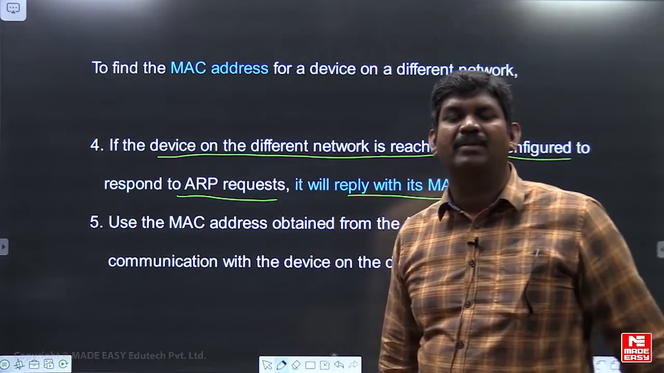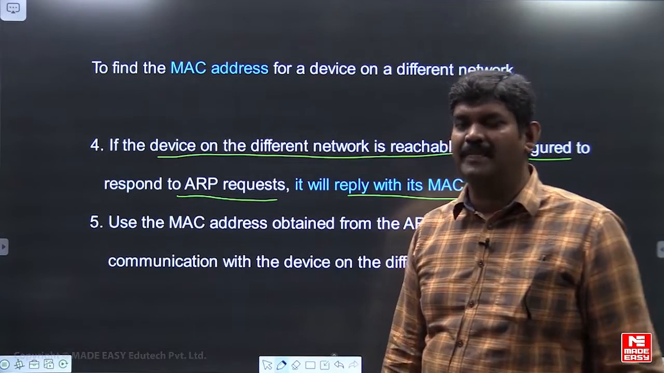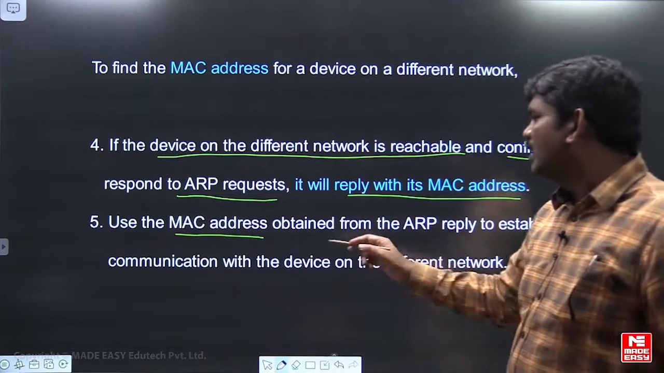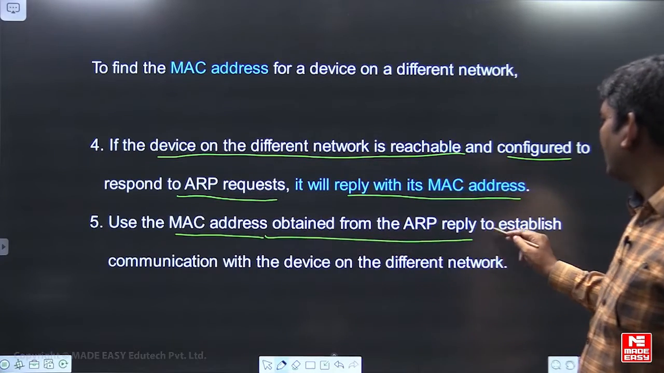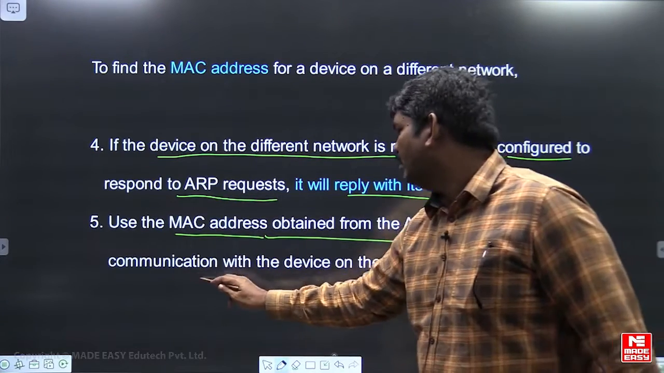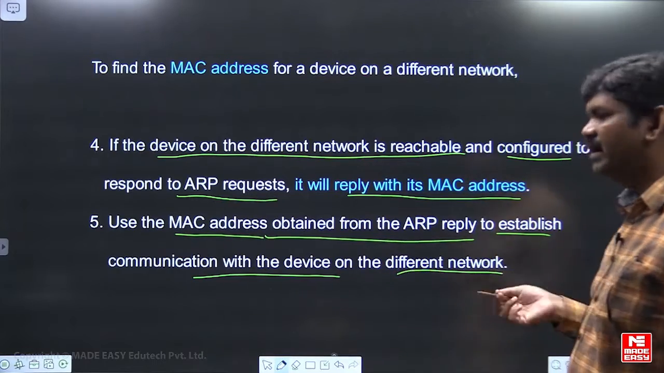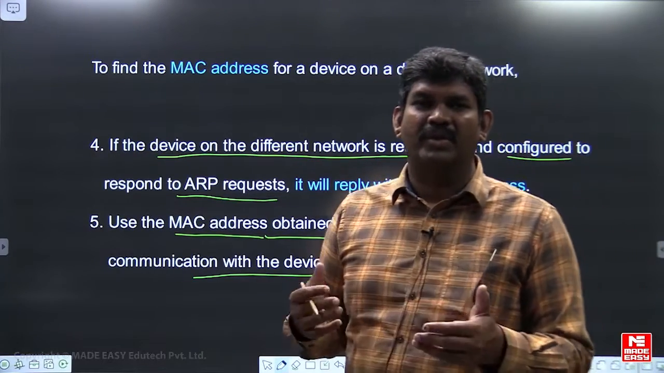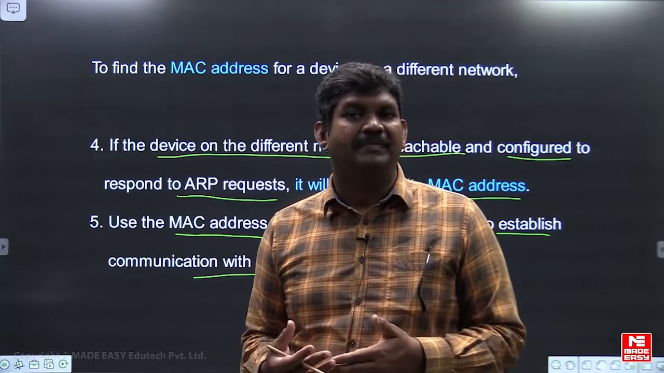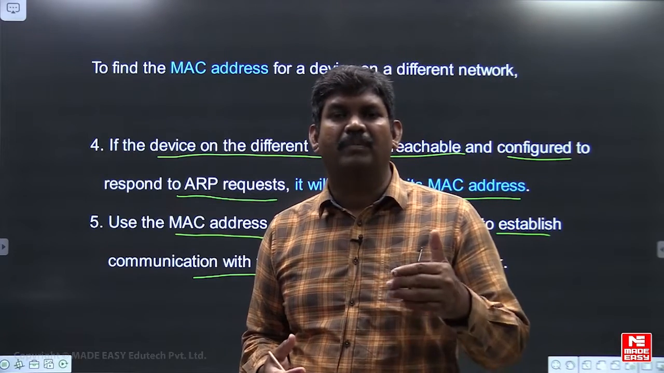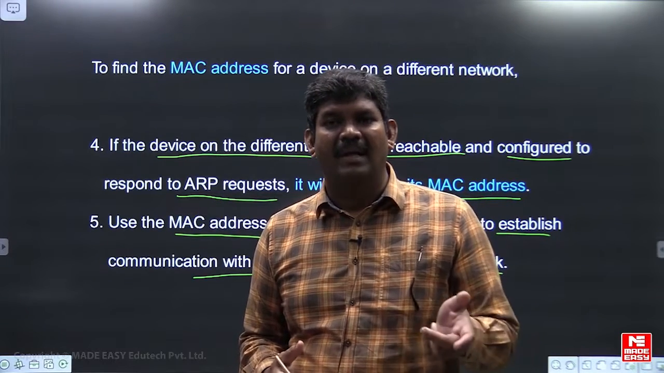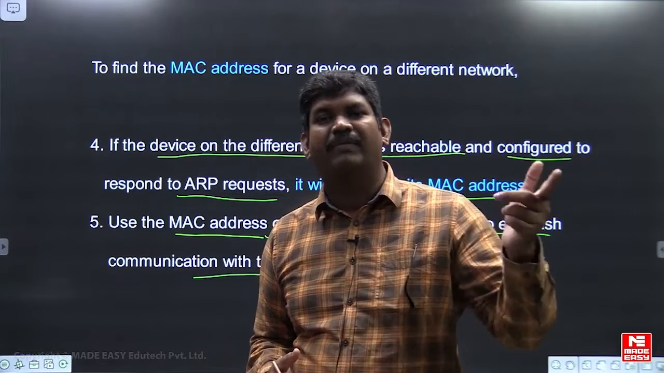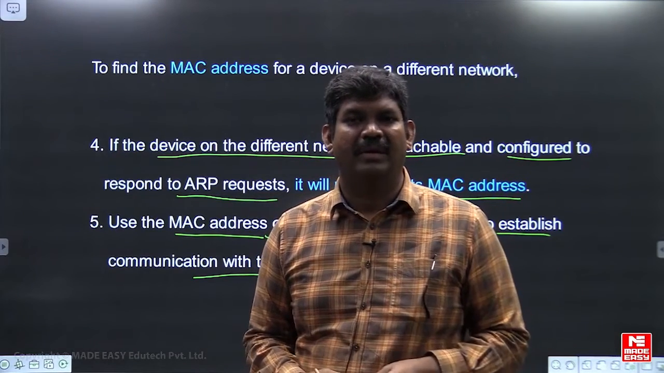But initially it doesn't know, the ARP cache table is empty. Now the fifth one: use that MAC address. That means if it knows, use the MAC address obtained from the ARP reply to establish communication with the device on the different network. Understand? So this is what I have explained: the ARP protocol, how to find the MAC address of a particular system which is on a different network or other network.